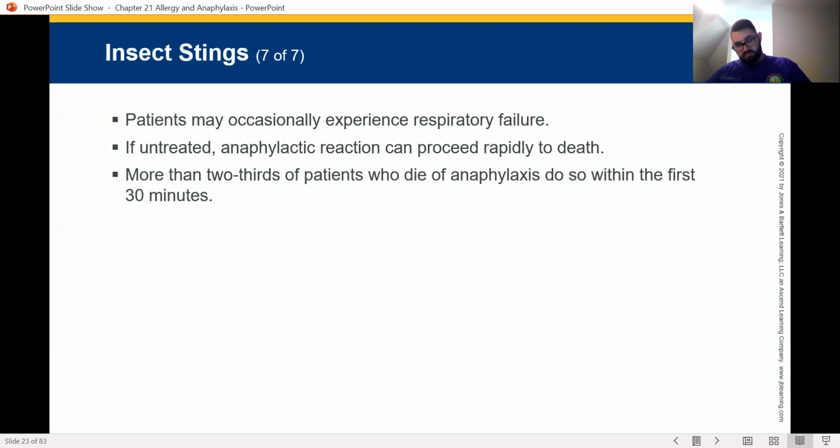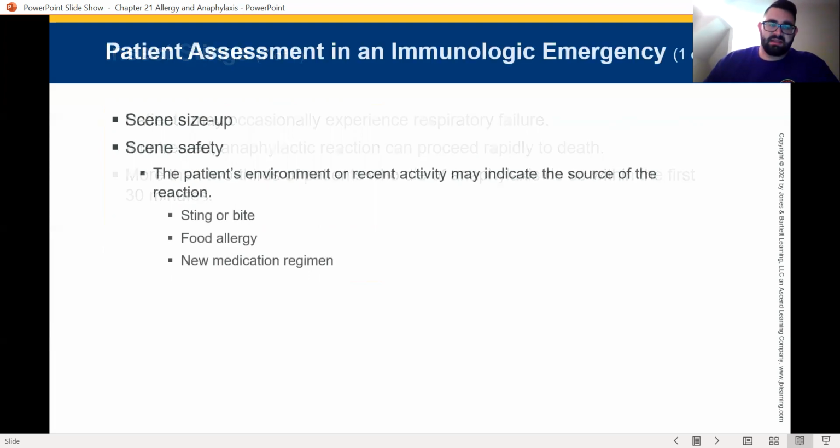The national average of EMT response is between 4 and 8 minutes. You've got time to do a full assessment, figure out what's going on, and get those drugs in that patient's system, or get ALS there to help out. So the patient needs epi.